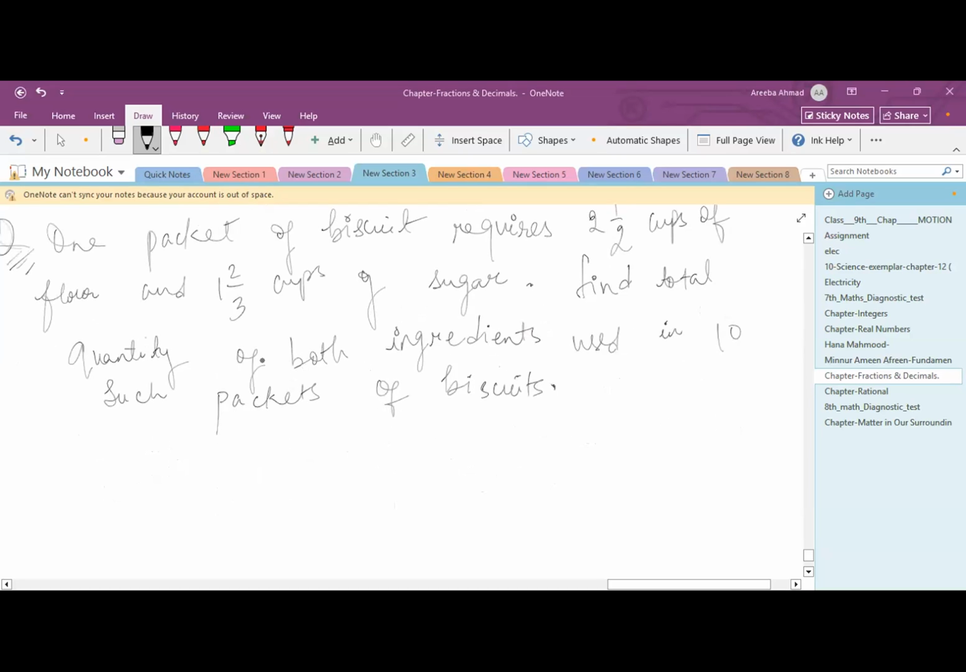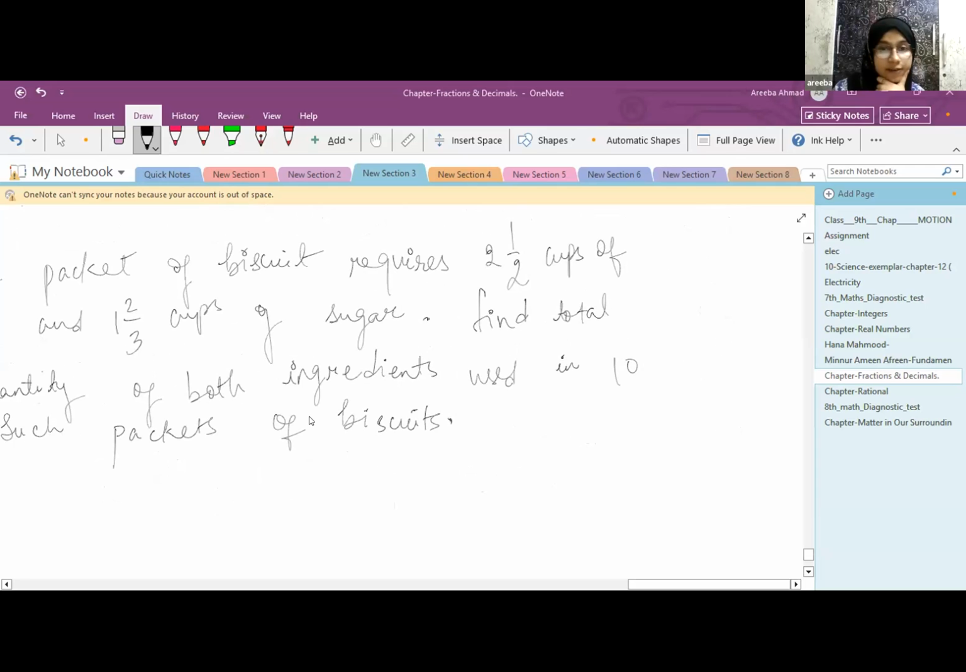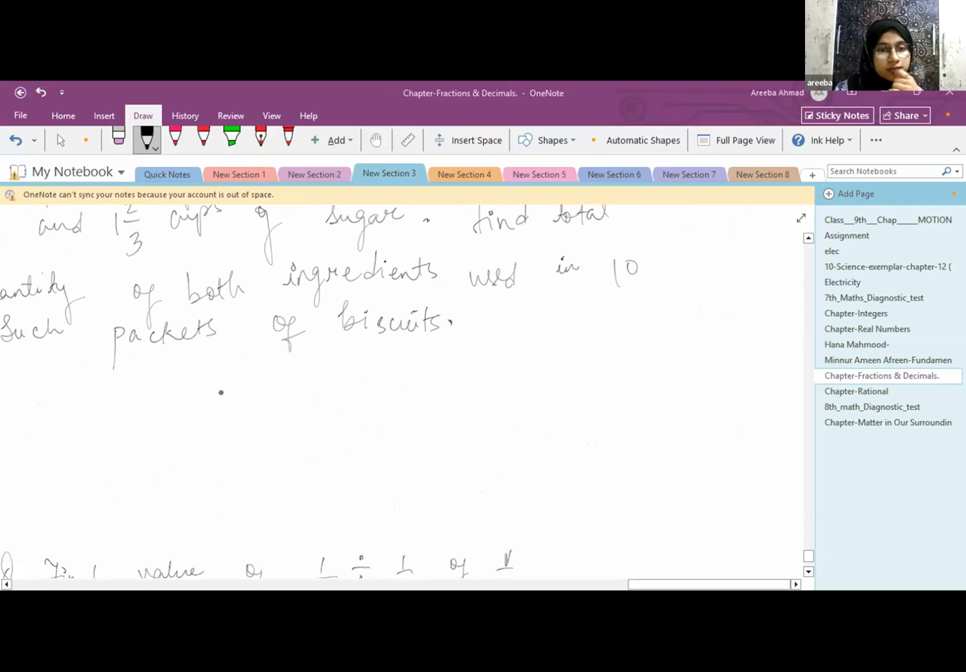So first we will convert the mixed fractions. 2 1/2 is equal to 5/2 into 10. And then 1 2/3 is equal to 5/3 into 10. So 5/2 into 10 is equal to 25, and 5/3 into 10 is equal to 50/3.